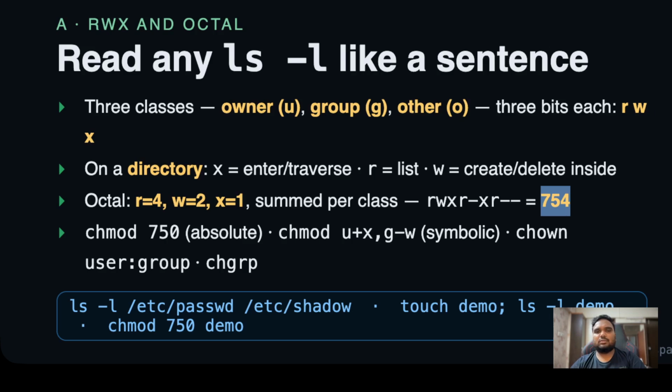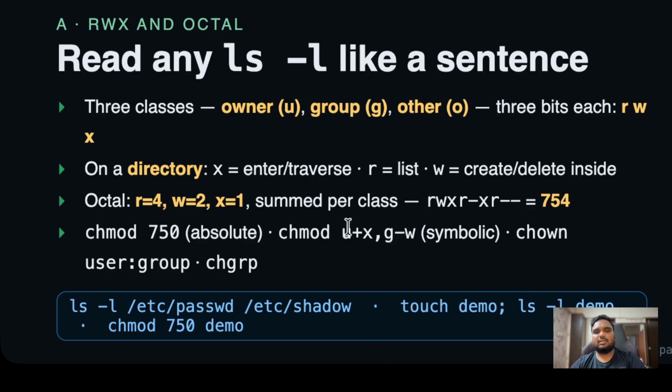There are two ways to set them. By the octal method, we use chmod 750 and the file name. This sets all 9 bits at once. And there is another way, that is symbolic, where we use chmod u+x, g-w and then the file name. This nudges the individual bits.